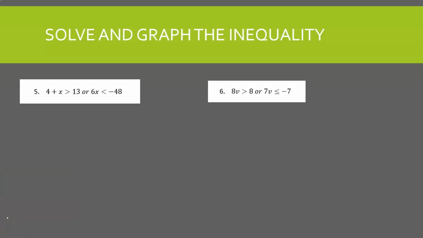All right, so number 5 is the start of compound inequalities. So you're going to solve each one. Here you're going to subtract 4 from both sides. So I have x is greater than 9. And over here, I'm going to divide each side by 6. So x is less than negative 8.